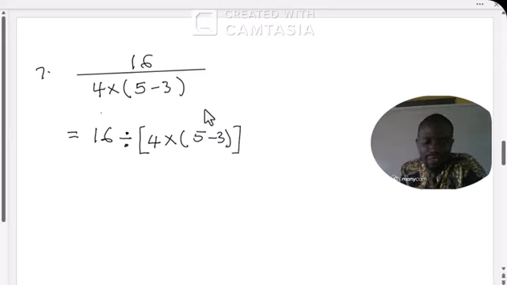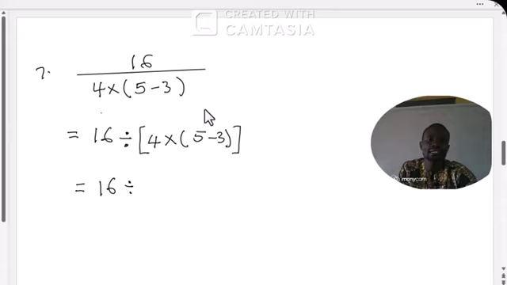Why do I need to use a big bracket? Because I already have one small bracket there, so I need another big one that will enclose all the operations in the denominator. All the operations in the denominator must be enclosed inside a big bracket. So we have two brackets. You need to begin to remove the brackets one after the other because that's from the order of operation. So the first thing is to remove the bracket.